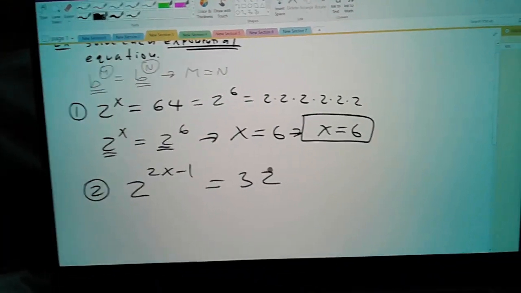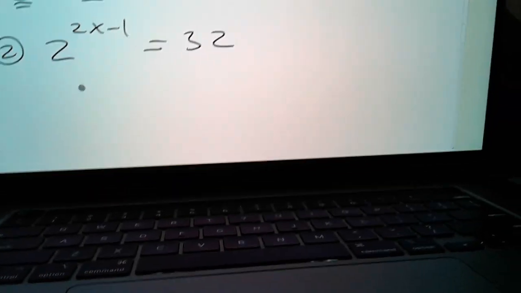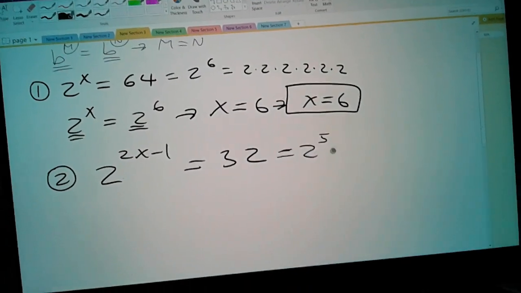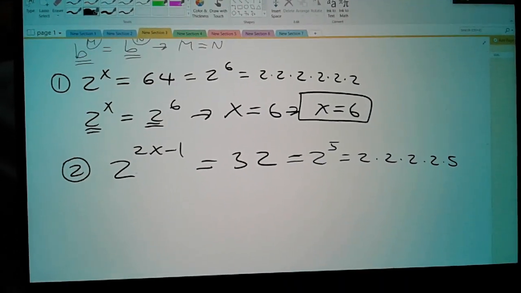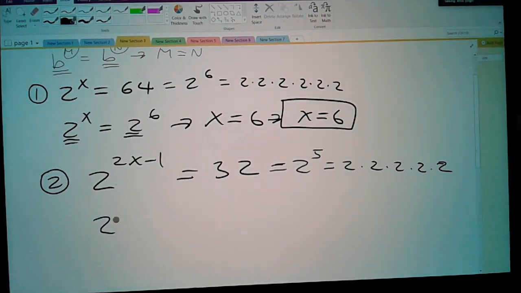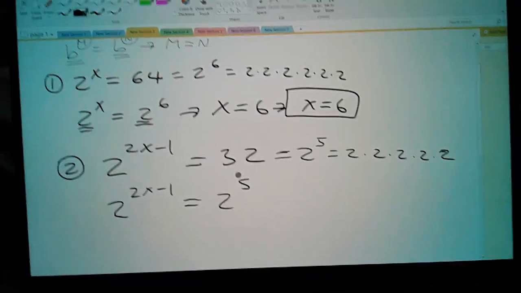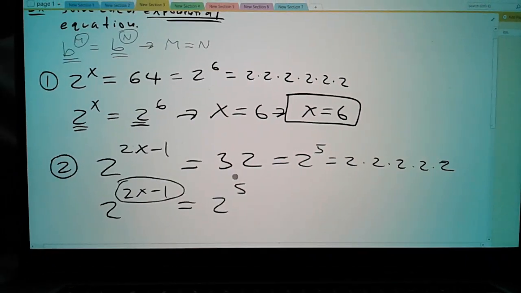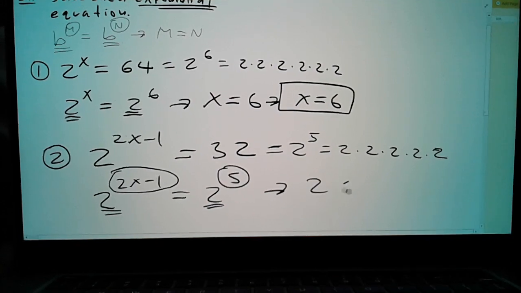What about this one? So I have 2 to the 2x minus 1 equals 32. I know that 32 is actually 2 to the 5th power because, again, if I multiply 2 by itself 5 times, I'm going to get 32. So I can say that 2 to the 2x minus 1 equals 32 is really 2 to the 5th power. So the powers are going to be 2x minus 1 and 5. Because they have the same base, I can say those powers are equal to each other.